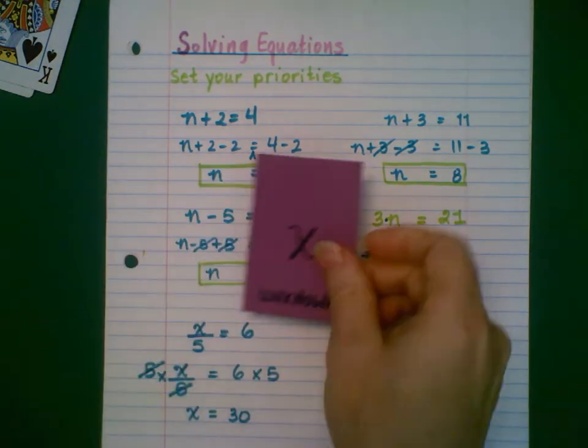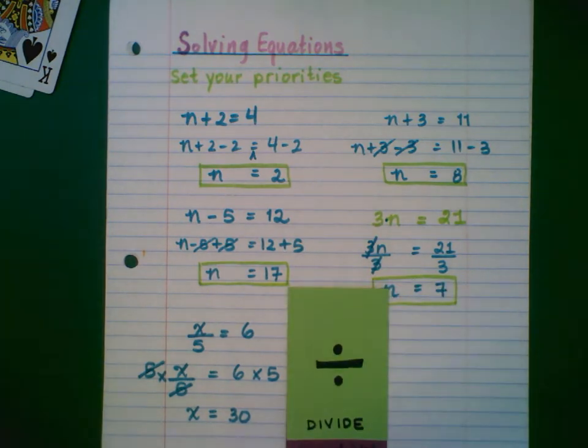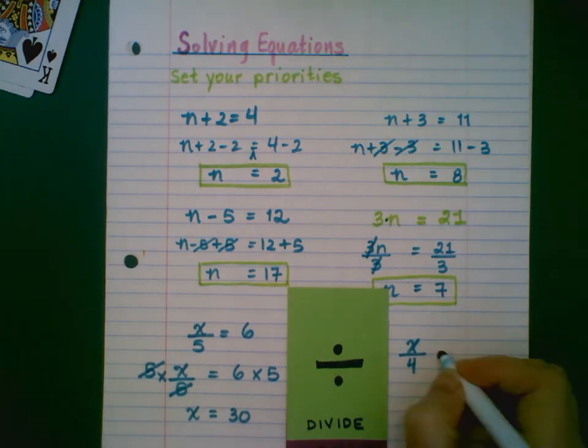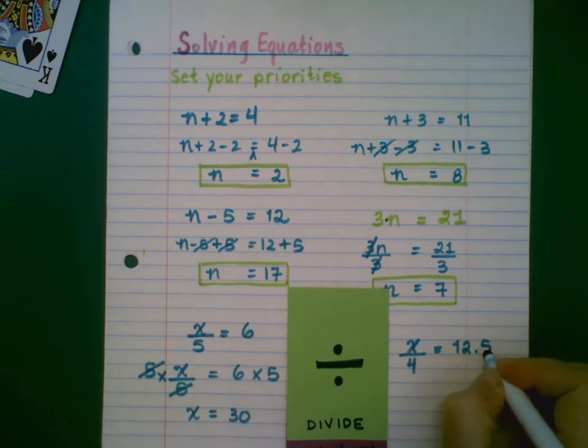We'll do one more with a division. We'll say x divided by 4 is 12.5.